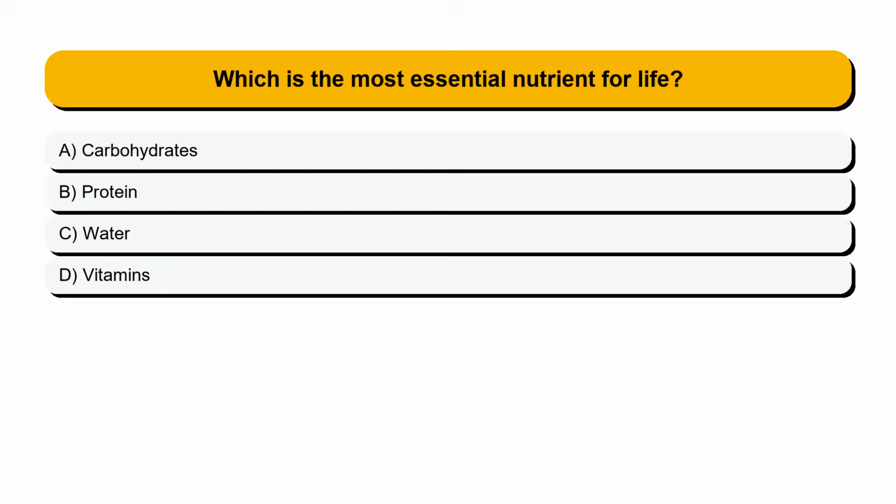Question 66. Which is the most essential nutrient for life? Option A, carbohydrates. Option B, protein. Option C, water. Option D, vitamins.